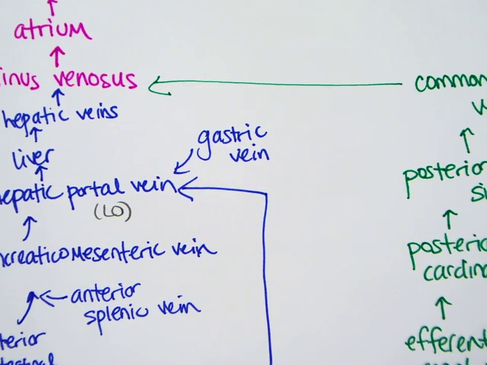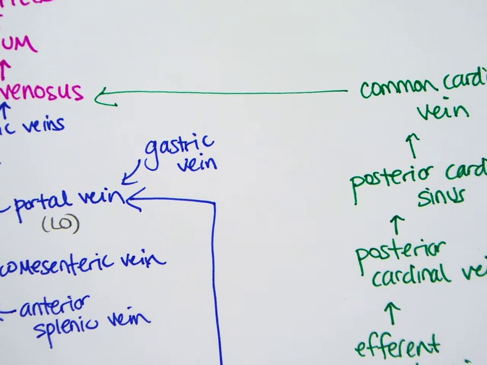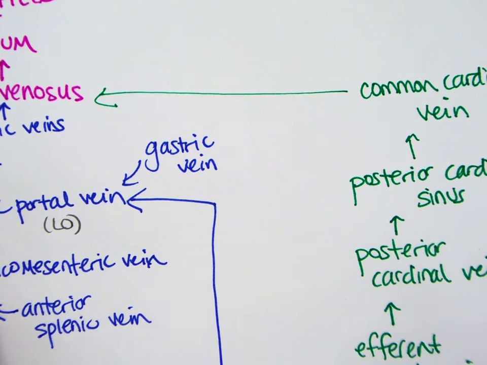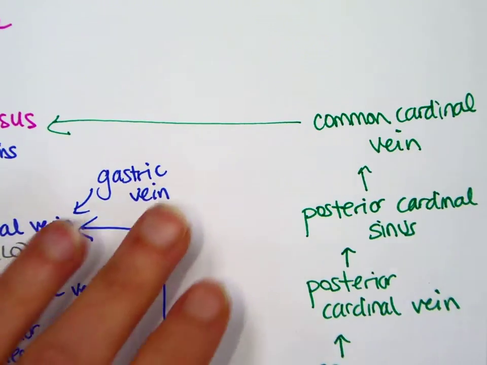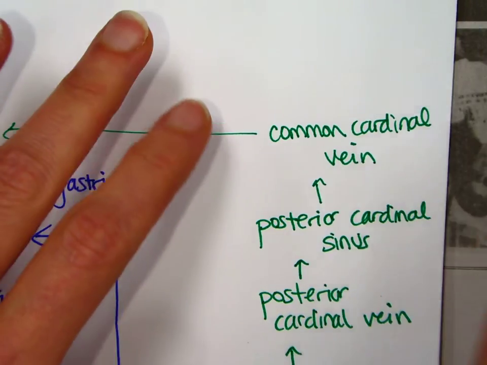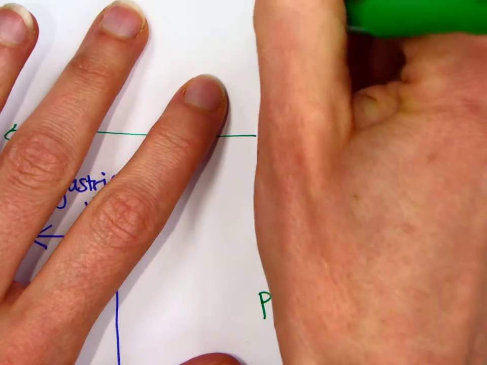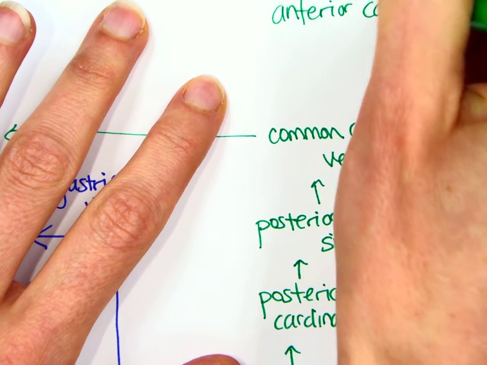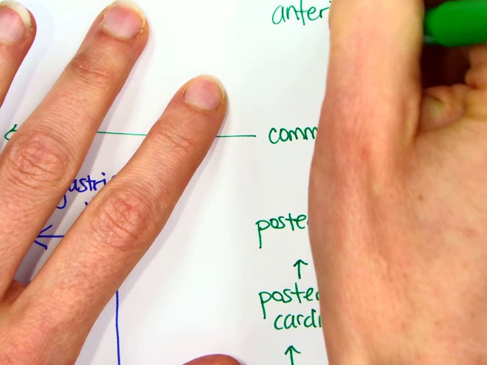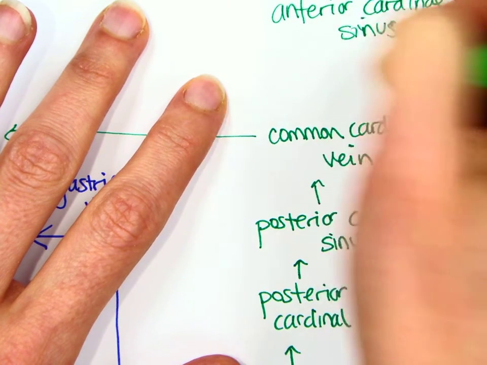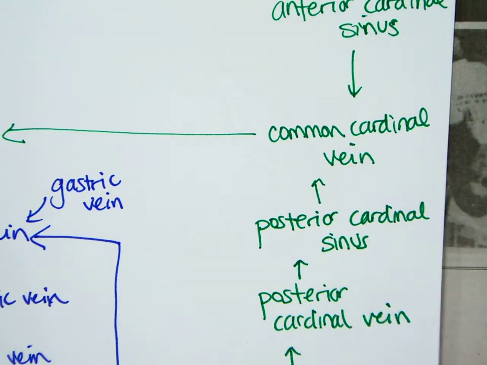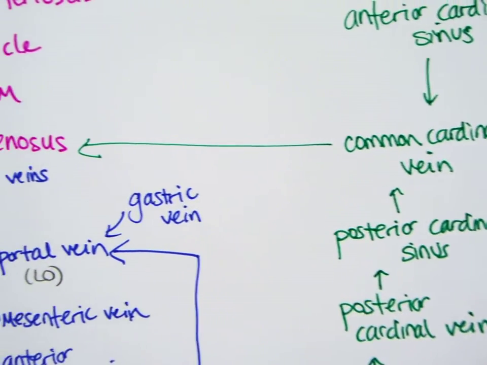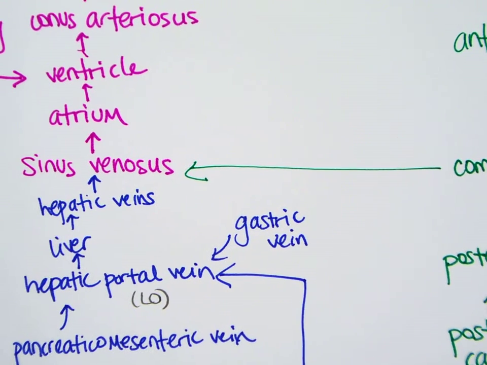Sinus venosus. Because remember, all of the blood from all of the veins must eventually come back to the sinus venosus. The one bit that we are still missing is the blood from the head, and the blood from the head will all gather in the anterior cardinal sinus and will then empty into the common cardinal vein, which will then empty into the sinus venosus.